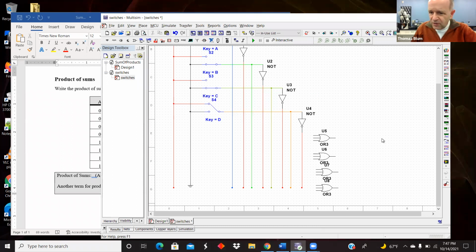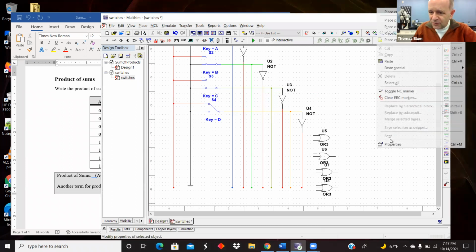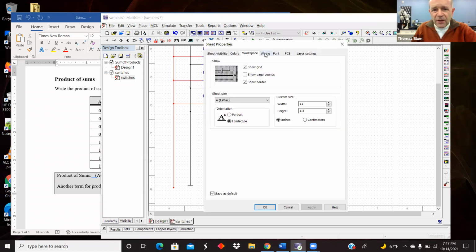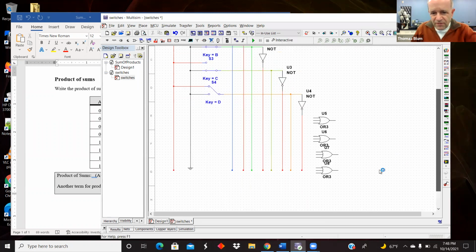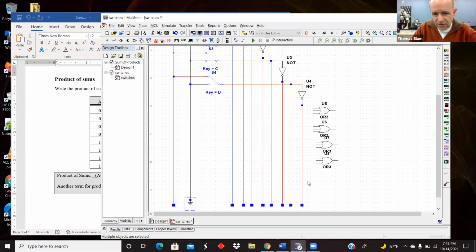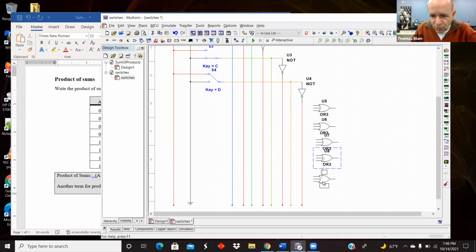Now I'm getting a little crowded down here. One thing I want to do is right-click out in space and choose Properties, and go to the workspace and change the height a little bit here, maybe to 10. That made my workspace a bit bigger. Now I highlighted those. I'm going to arrow down and make these wires a little bit longer. That's going to allow me to spread out these OR gates a little bit. There we go. That should be sufficiently spread out.